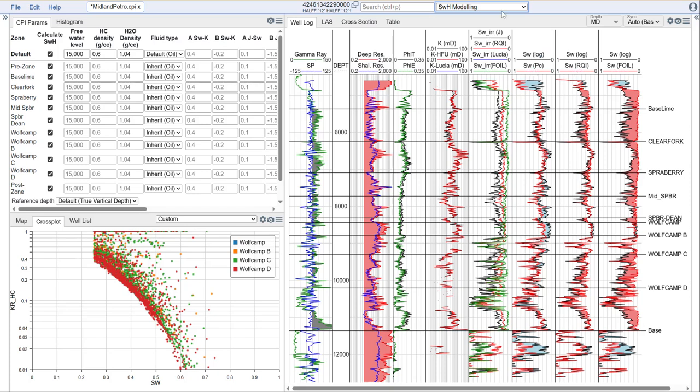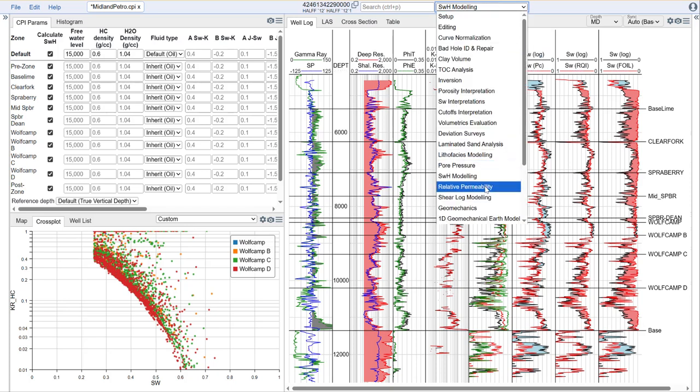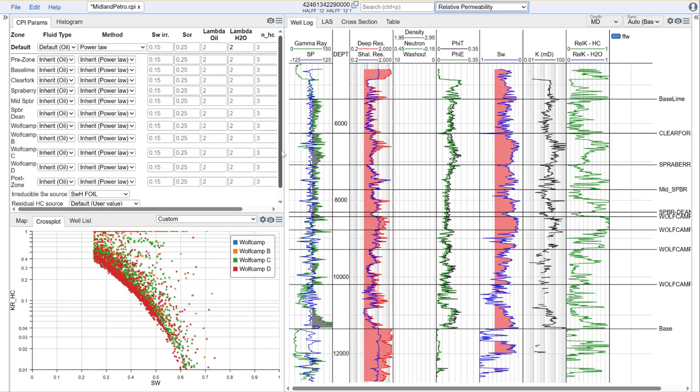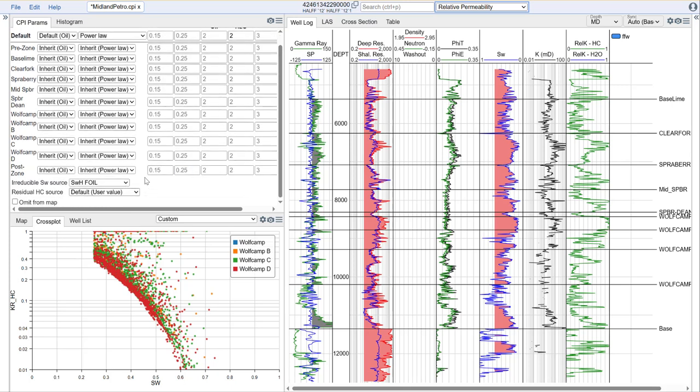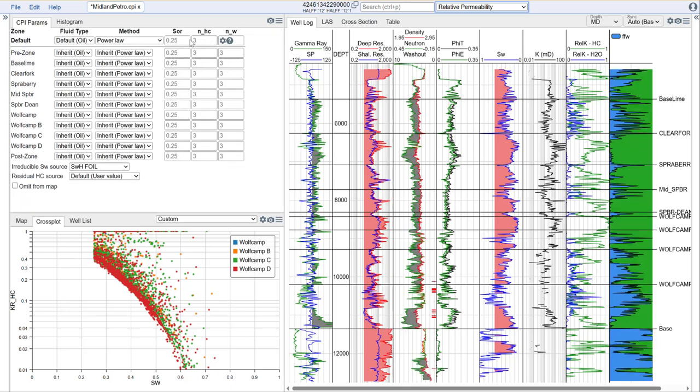And once you have done that, you can then come here to the relative permeability module. You will set your irreducible water saturation to use the method of your choosing. You can then provide a residual oil saturation, and then you can choose between two methods. There will be either a power law method or a Brooks-Corey method. So we are going to start off with the Brooks-Corey method.